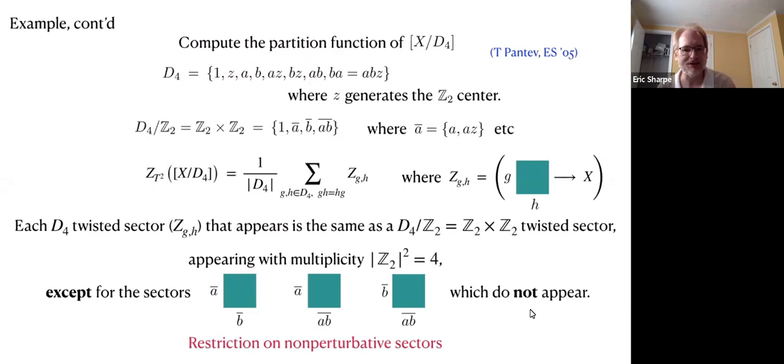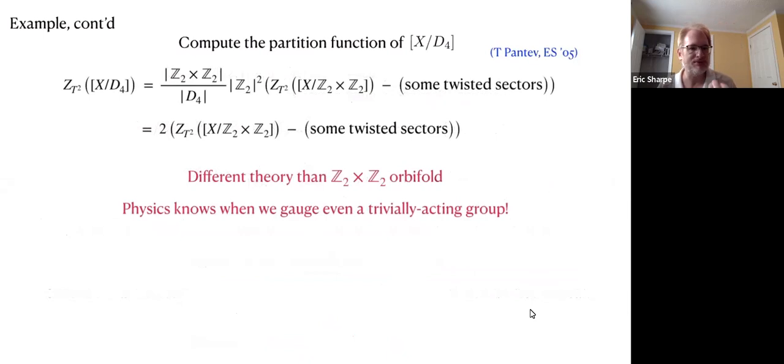We only get some of the non-perturbative sectors of the Z2 cross E2 orbifold, not all of them. That's another common feature of these theories. So let me pause to put this in perspective for just a minute. If we put what we have together so far, we see that the D4 partition function is similar to a Z2 cross C2 orbifold partition function up to factors, except we have to subtract out what turns out to be a modular orbit of some of the twisted sectors. So in particular, this is a different physical theory.